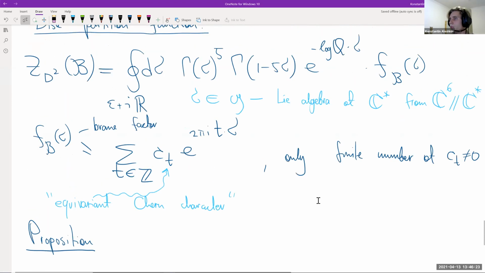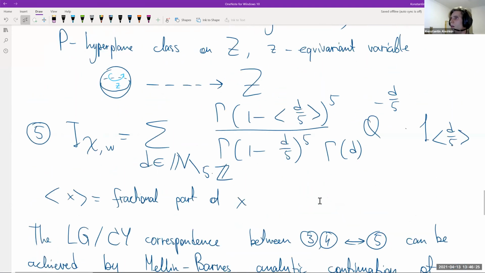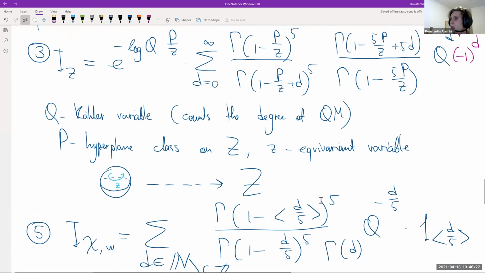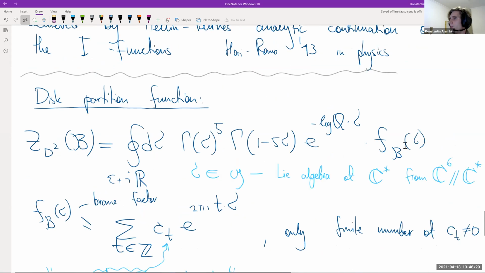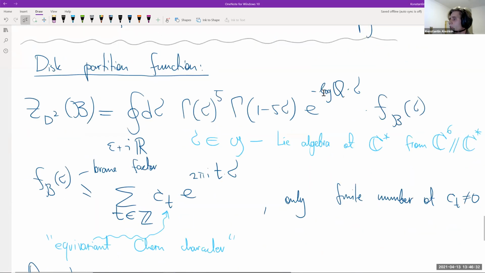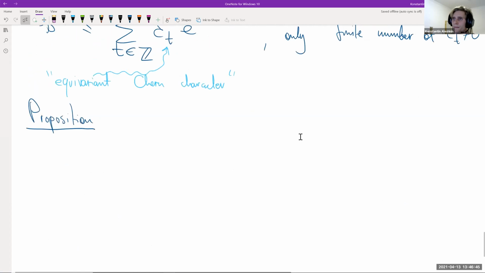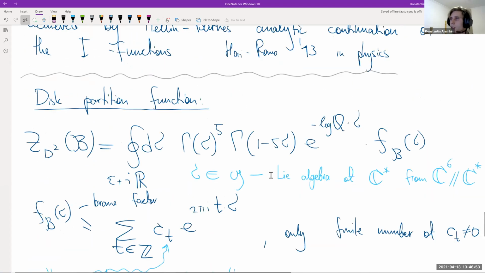So let me write this in. Sorry, give me a second. So if log q is smaller than 0, one has to actually satisfy some bounds, so this whole thing is convergent.